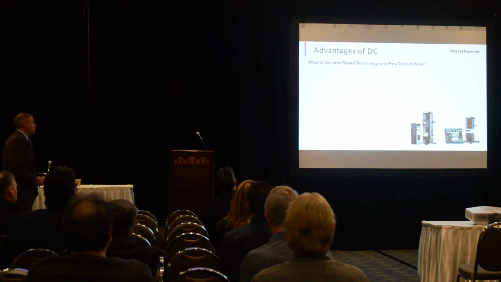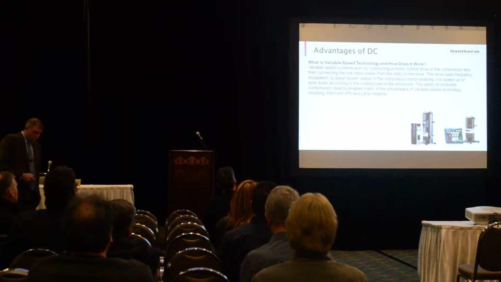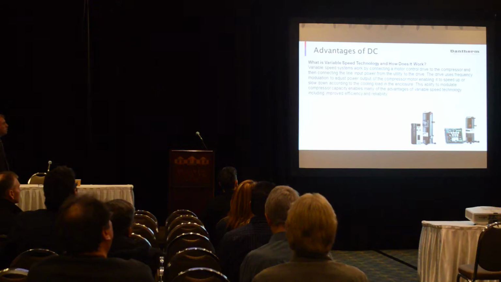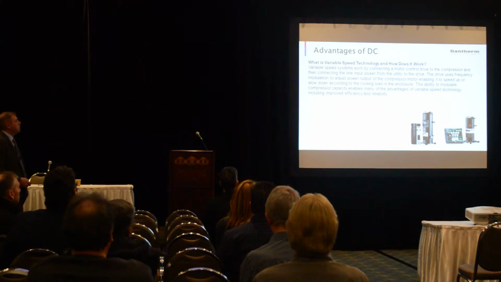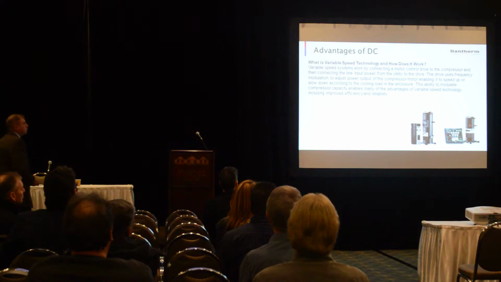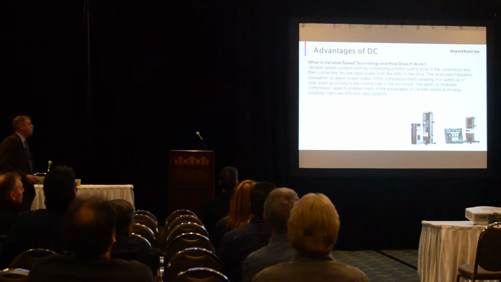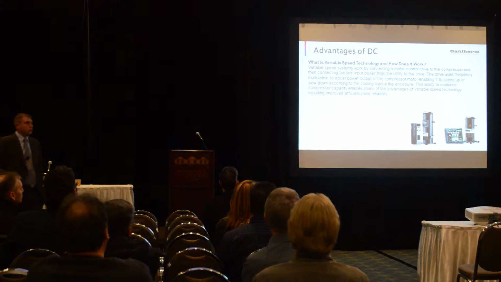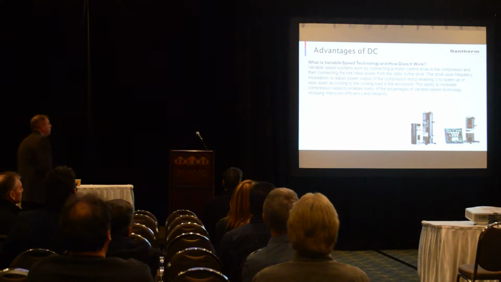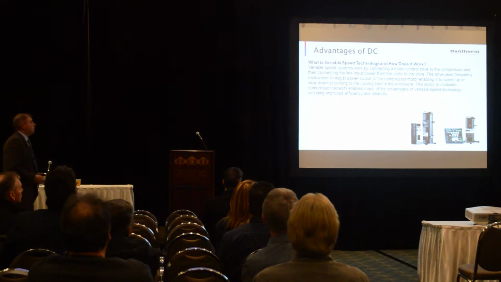What is variable speed technology and how does it work? Variable speed systems work by connecting the motor control drive to the compressor, and then connecting the lineup of power from the utility to the drive. The drive uses frequency modulation to adjust the power output of the compressor, enabling it to speed up or down according to the cooling load needed in the enclosure. So again, precise cooling based on variable speed to gain that set point. This ability to modulate compressor capacity enables many of the advantages of variable speed technology, including improved efficiency and reliability.